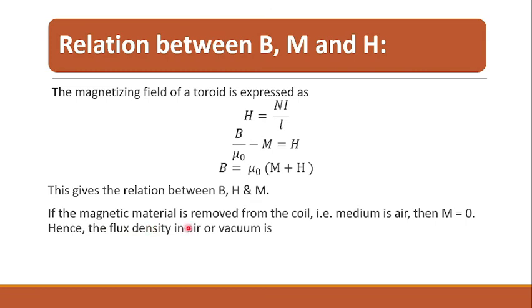If the magnetic material is removed from the coil, that is the medium is air, then M is equal to 0. Hence the flux density in air or vacuum is B is equal to mu 0 into H.